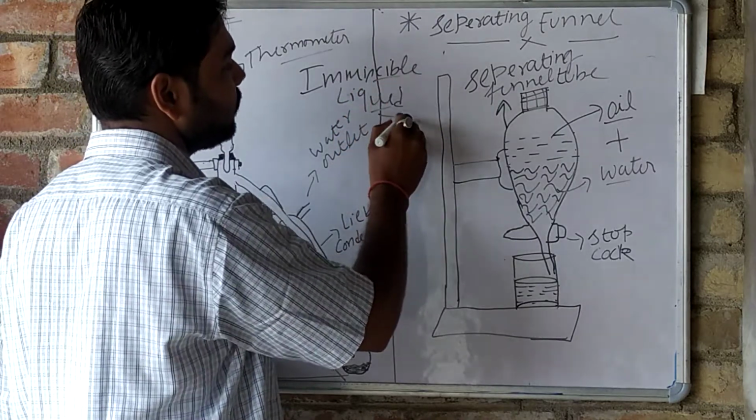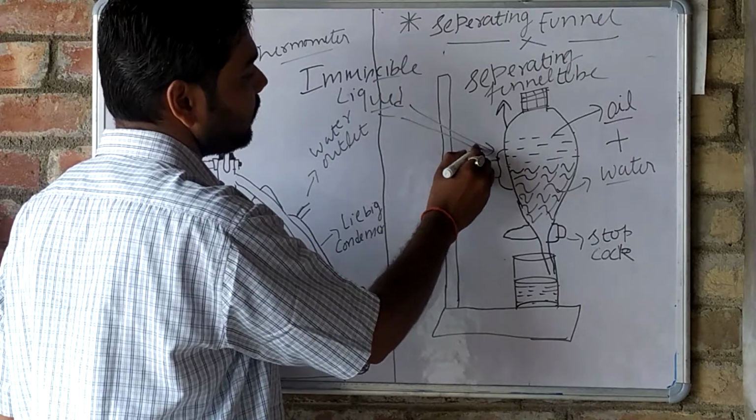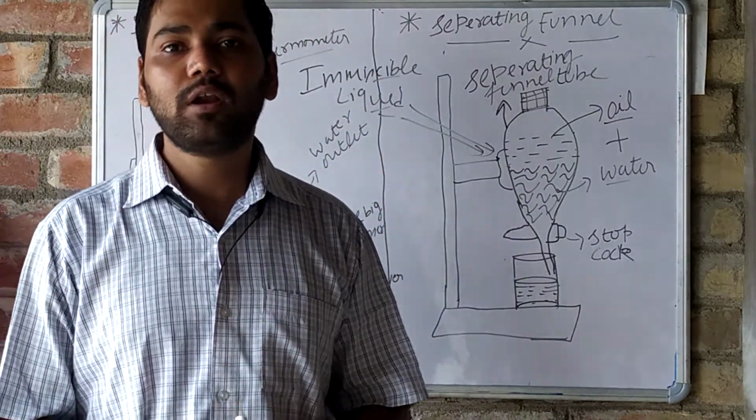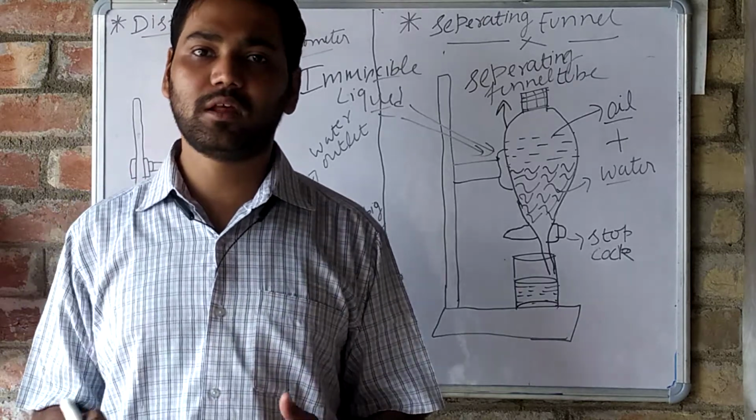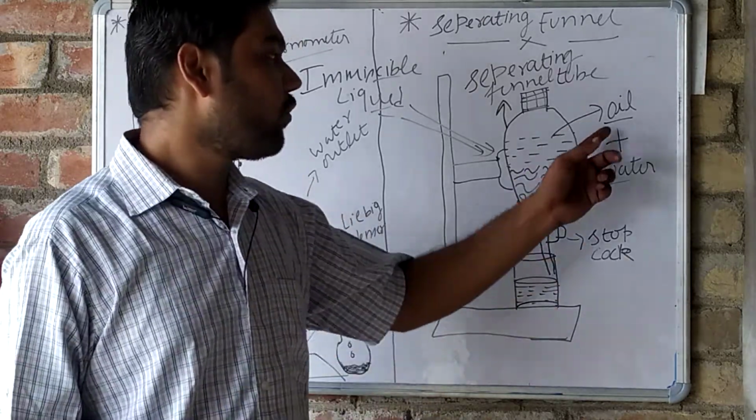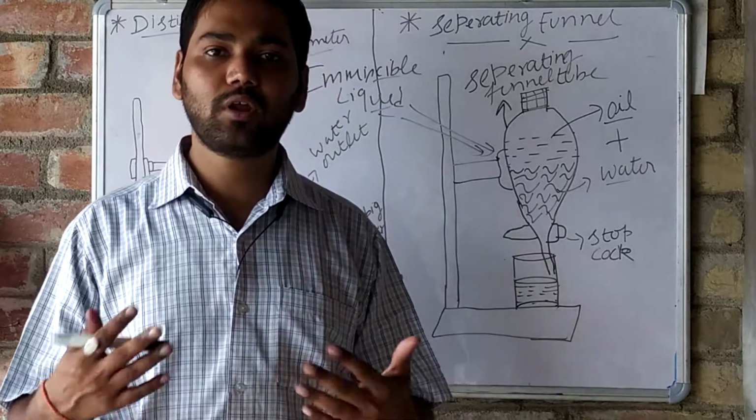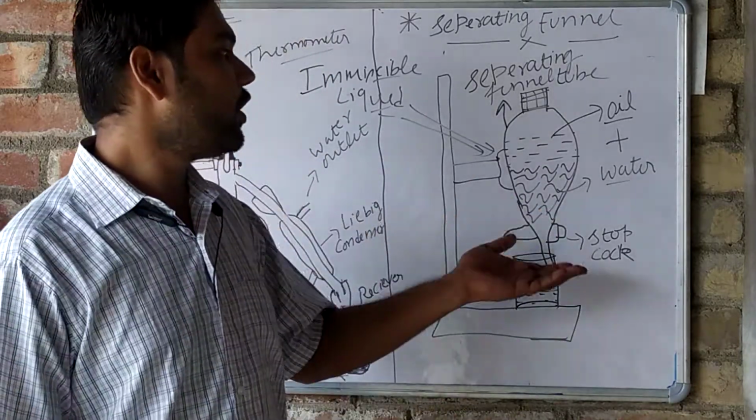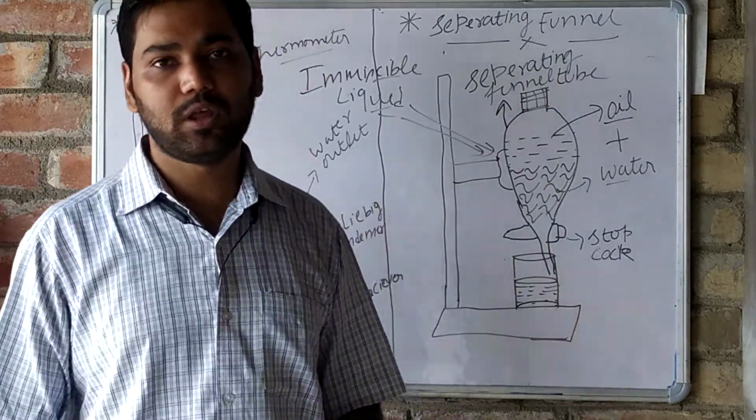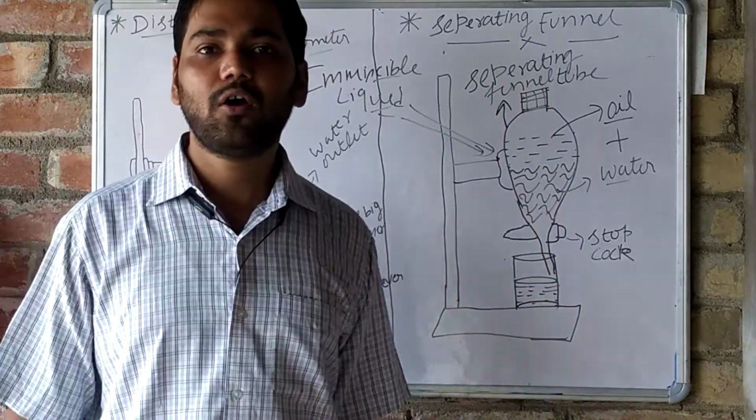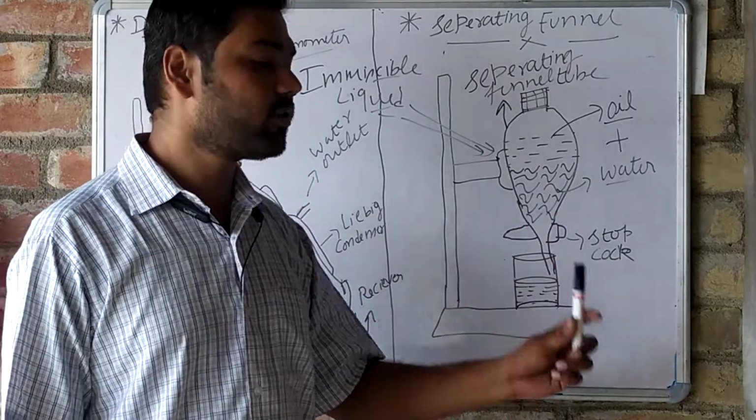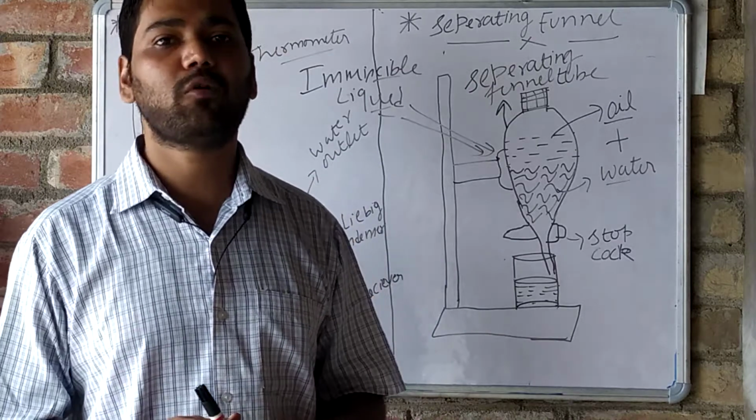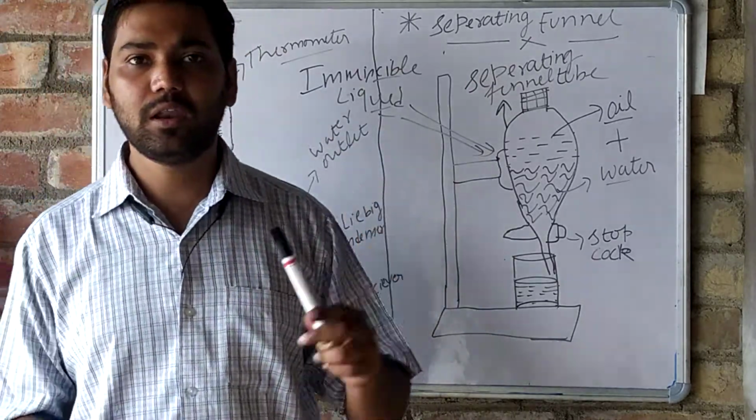This is known as immiscible liquid. Immiscible liquid means when one liquid does not mix with the other liquid, like oil and water. Water is heavier, so it will settle down. Oil is lighter, so it will remain on the top layer. It will form a top layer on this mixture, and water will be at the bottom. But they do not mix. So this type of liquid is known as immiscible liquid.